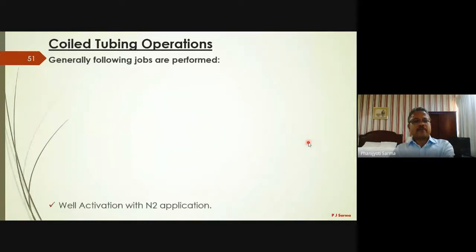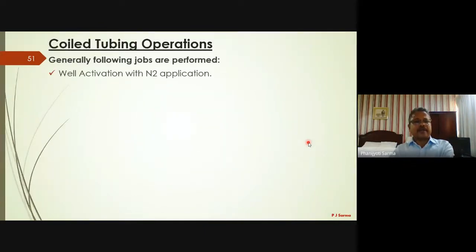So in coil tubing operation, what are the jobs we do? As I said, well commissioning at first. When the well is commissioned, then the well needs to be activated. That well activation is done with coil tubing with nitrogen application, and even after workover the well sometimes needs to be activated, not necessarily always. So the coil tubing unit is deployed to carry out the well activation.